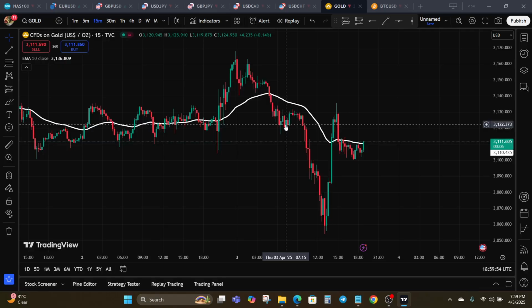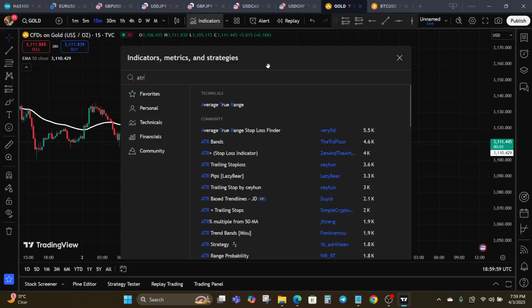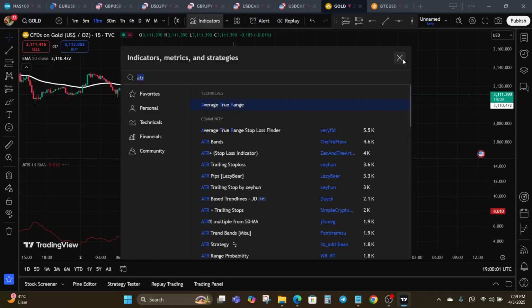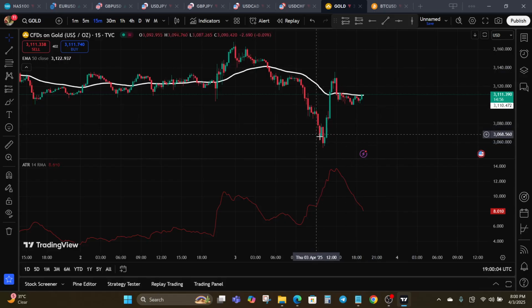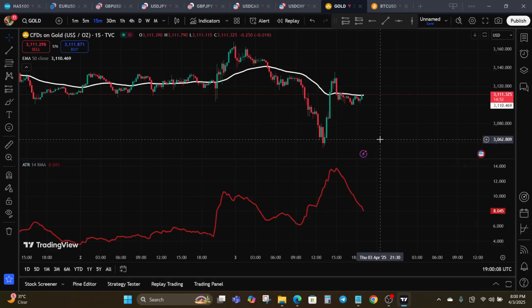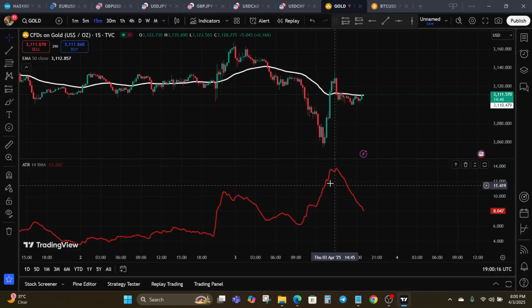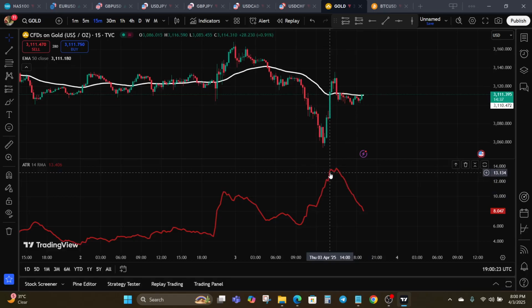All right, the second step is to use the ATR to measure market volatility. The ATR helps us determine the market's volatility level. A high ATR means price is moving more aggressively. Hence, wider stop loss placement is required, like what we can see happen here.